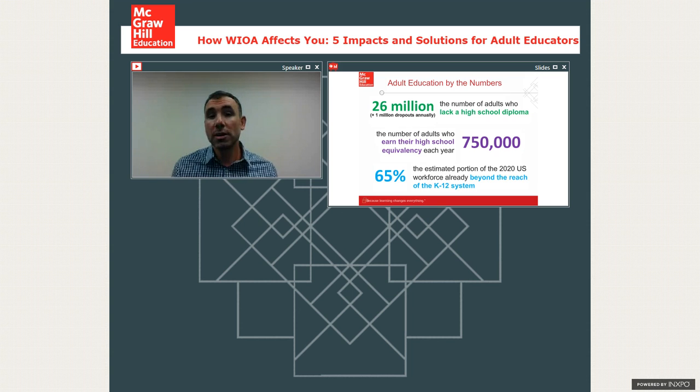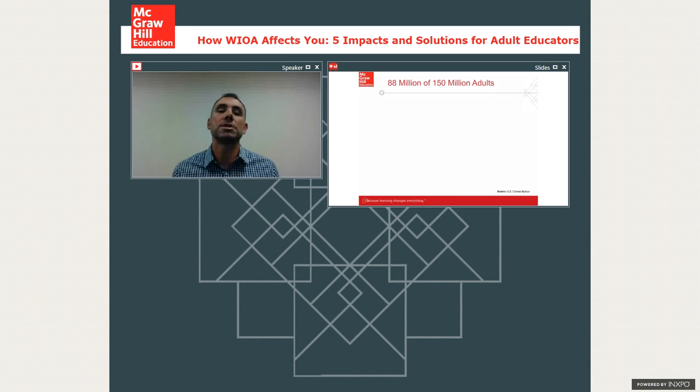In addition, where does our role come into that? We know that adult education serves only 2.5 million students annually in terms of formal adult education through WIOA Title II. And the estimated portion of our 2020 workforce already beyond the K-12 system is over 65%. So those numbers obviously stress the need for more education provision that is aligned to the needs of the workforce.